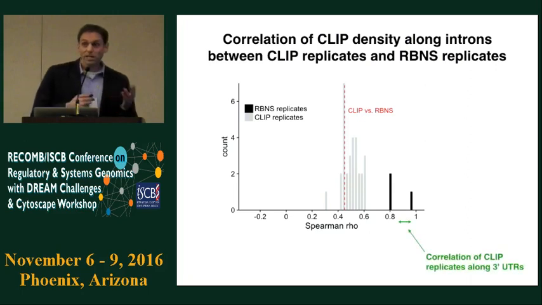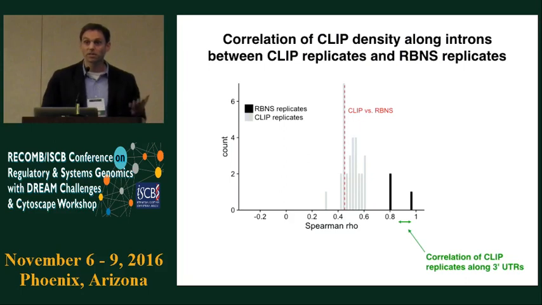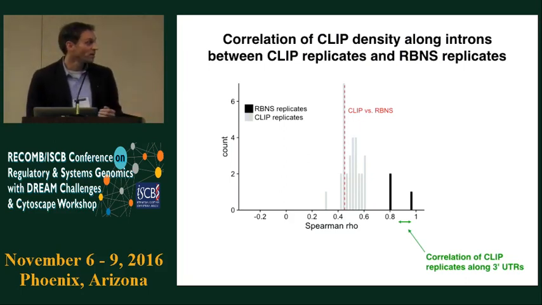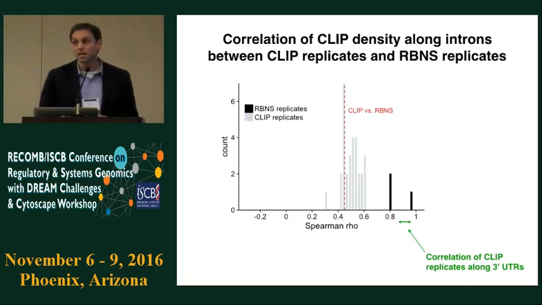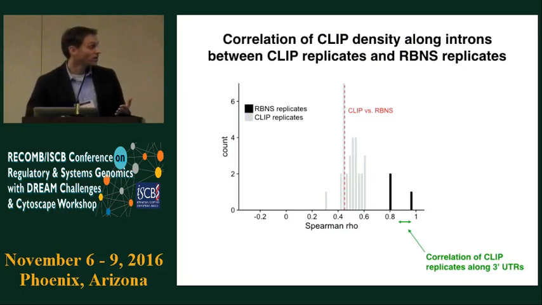But what we'd like to do in the future is apply the same natural sequence RBNS approach to 3' UTRs, because 3' UTRs are much easier to CLIP. The messages are much more stable and abundant, and the correlation of CLIP replicates is much higher, and so that would give us a bigger dynamic range over which to see how well the in vitro really predicts in vivo binding, and what the exceptions are, for example.